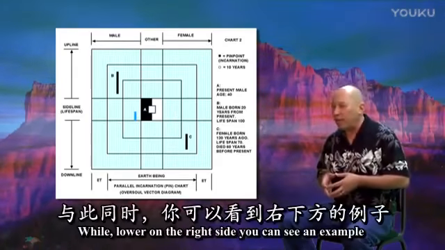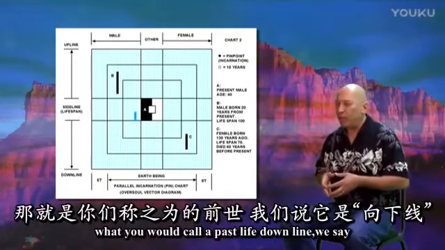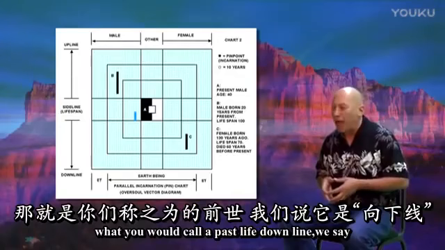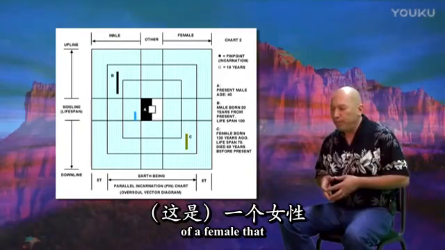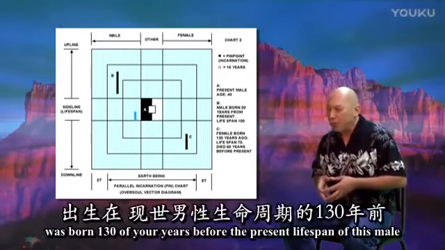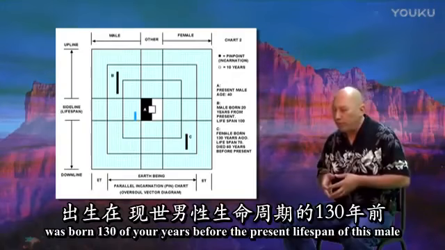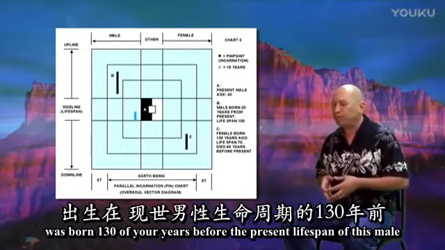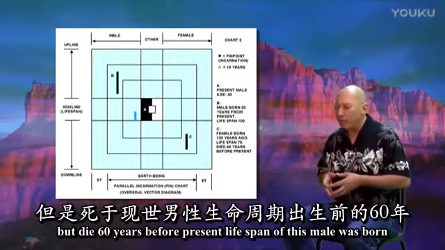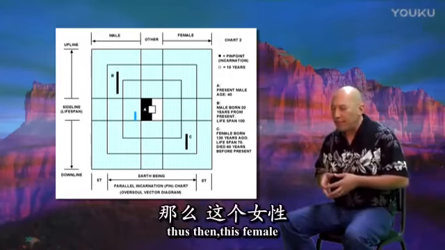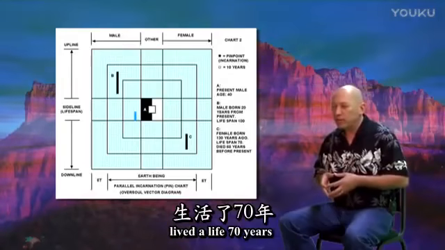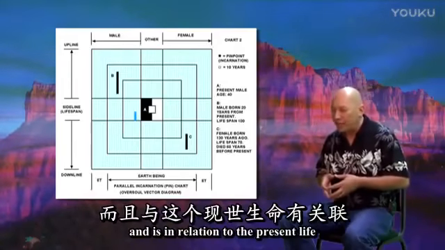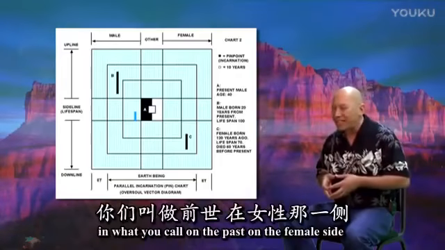While lower on the right, you can see an example of what you would call a past life. Downline, we say, because it's all simultaneous, of a female that was born 130 of your years before the present lifespan of this male, but died 60 years before the present lifespan of this male was born. Thus then, this female lived a life of 70 years and is in relation to the present life in what you call the past on the female side.